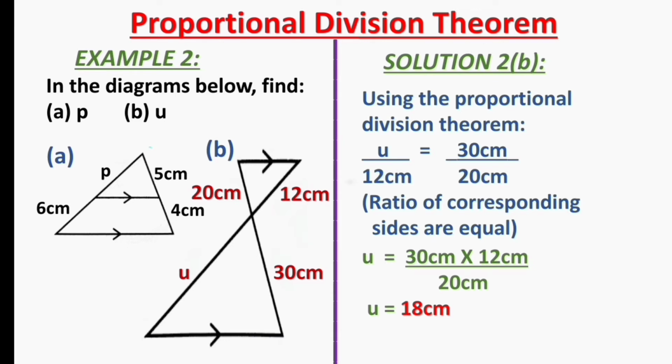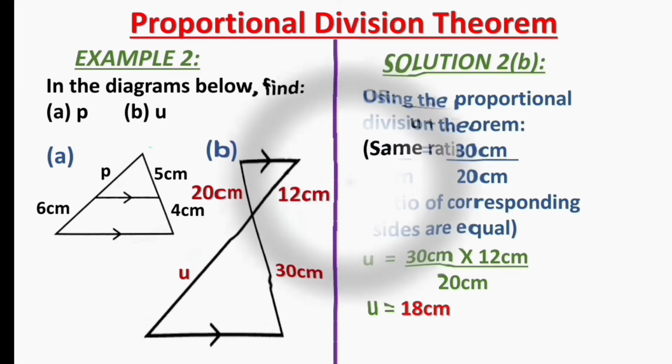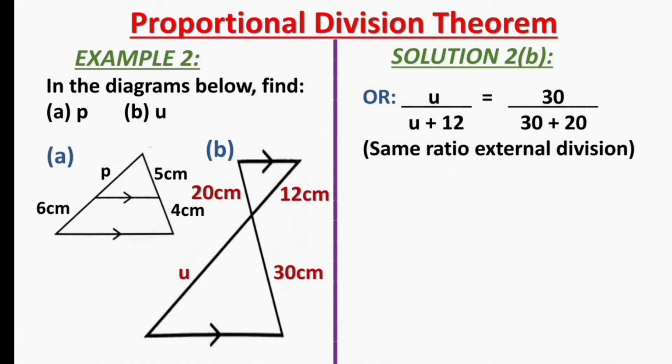Now, apart from using the ratio of corresponding sides being equal, let's see another method we can use to find the value of U. Of course, we can use the same ratio external division to get the value of U. In doing that, we're going to have these equal ratios. U divided by U plus 12 centimeters should be equal to 30 centimeters divided by 30 centimeters plus 20 centimeters. Solving this equation by clearing fractions and collecting like terms for U, what will be your answer for U again?